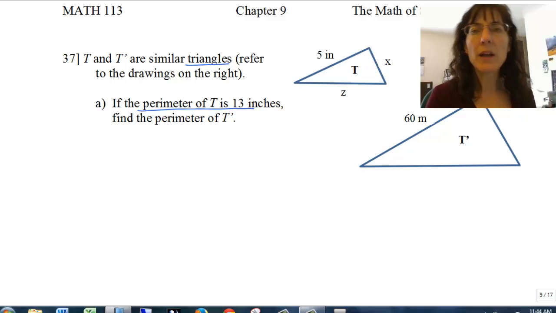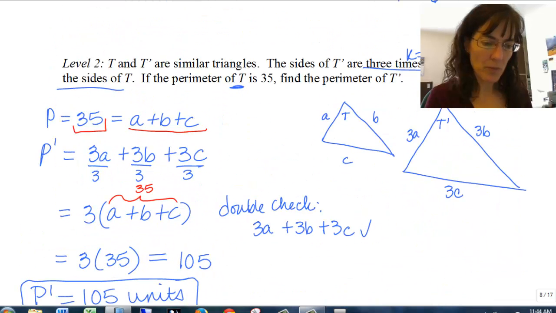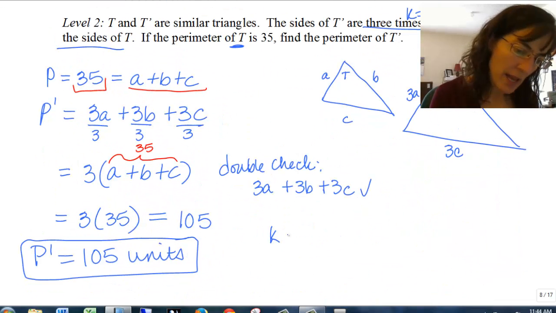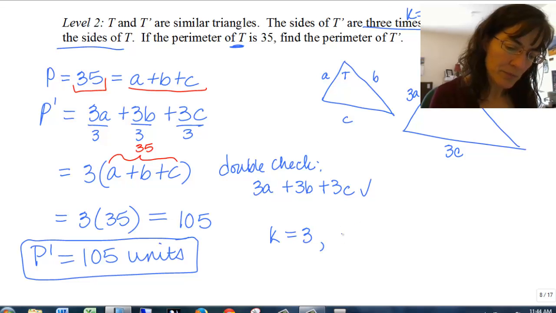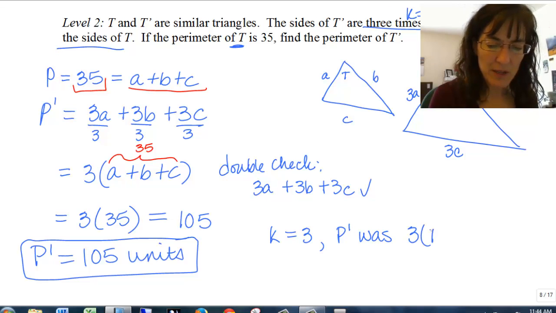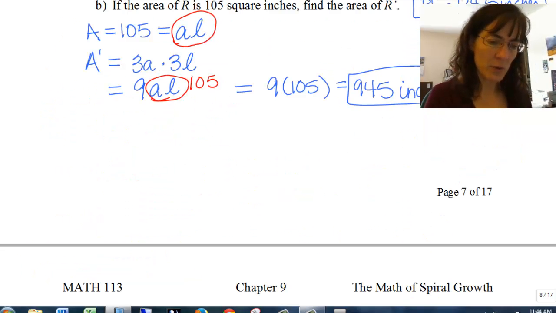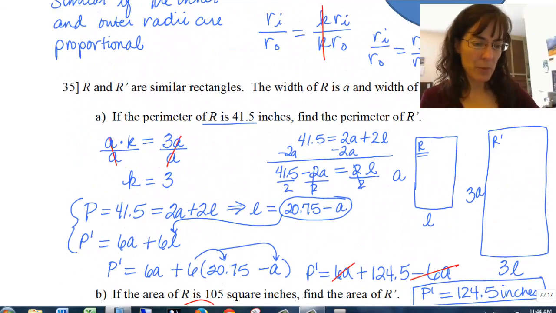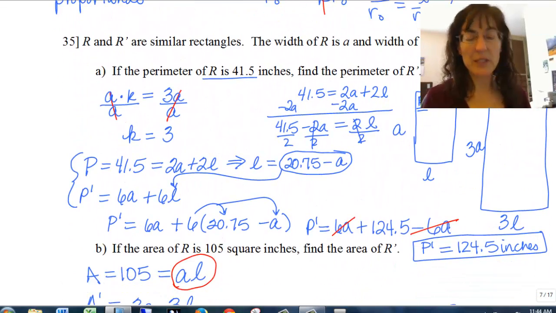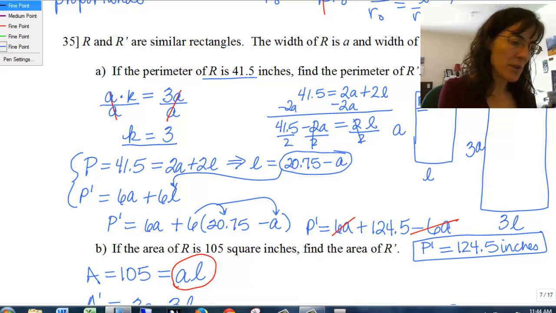And let's look back at our two perimeter examples. So this example here, let's see, our K was 3, and then our P prime was 3 times our P. That's interesting. Let's look and see if it held on the other one where we did perimeter. And that's back up here. And this one we did in a different way, so it'll be really interesting to see if it worked as well. If it works, this one has a K of 3 again.